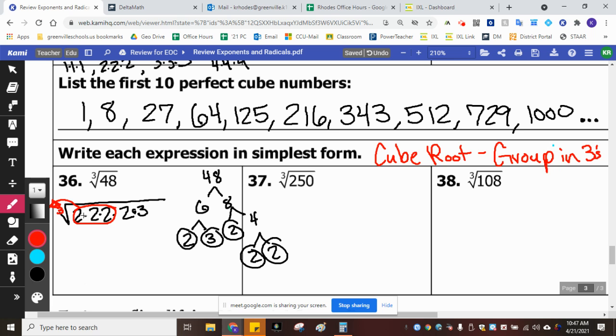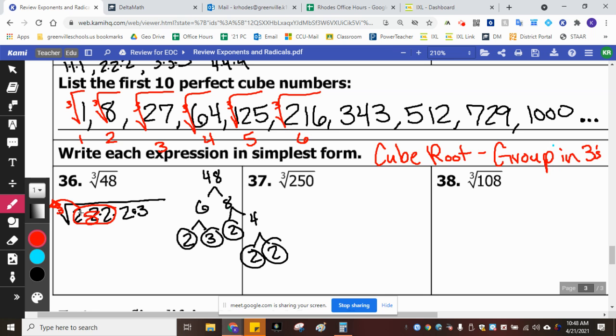So 2 times 2 times 2 is 8. And you should know the cube root of 8. The cube root of 8 is 2. The cube root of 1 is 1. The cube root of 27 is 3. The cube root of 64 is 4. That's why we made this list.